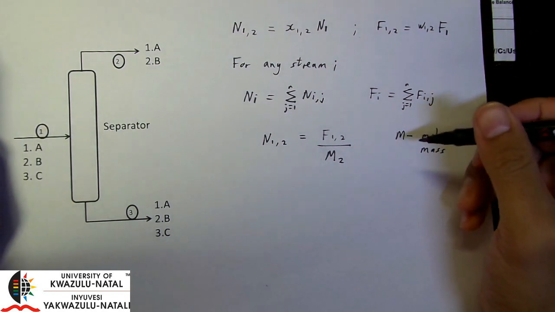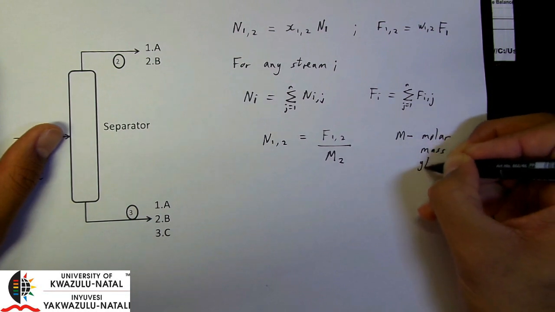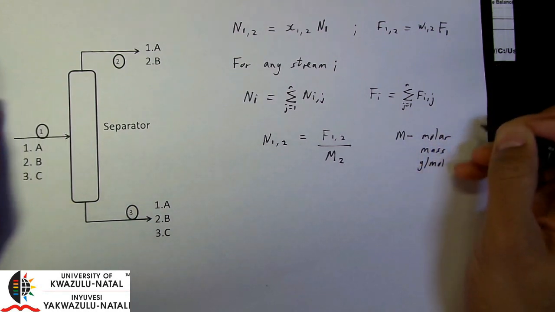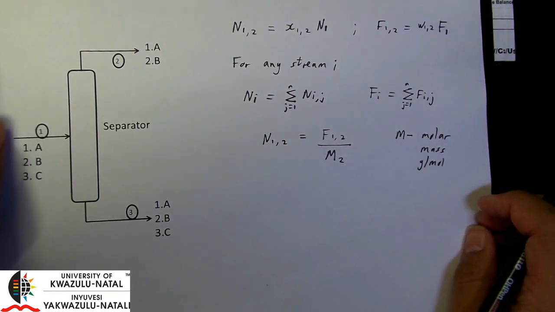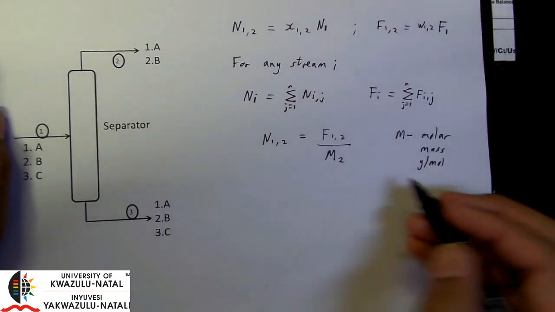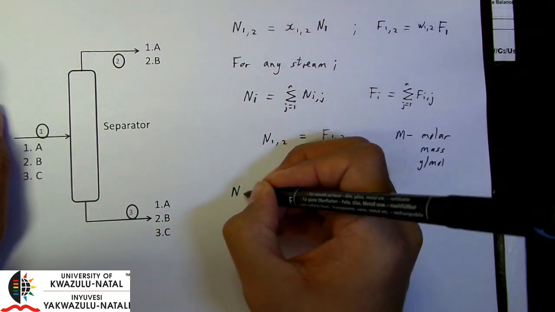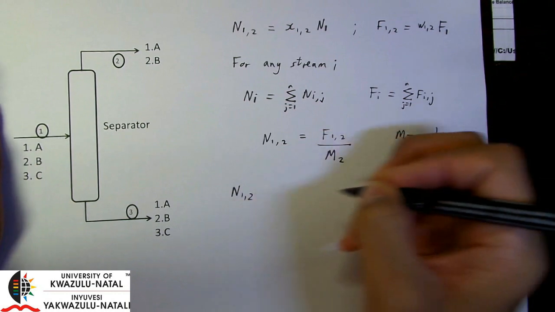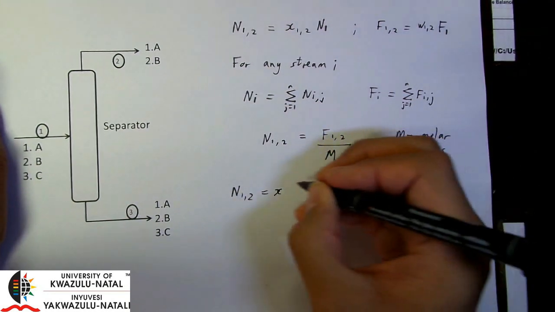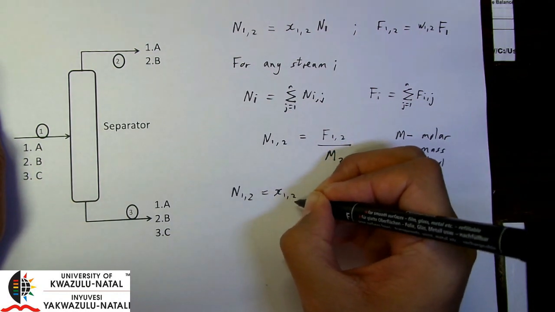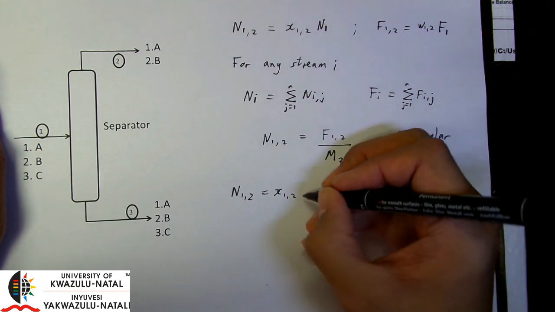and that could be in grams per mole or kilograms per kilomole. It just depends as a matter of convenience. We can also express this in many different ways. This should actually just be a revision for you, since this is a second year course, and you would have learned this before in Chemical Engineering Principles 1 if you are at the University of KwaZulu-Natal.